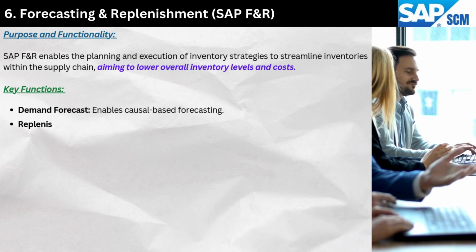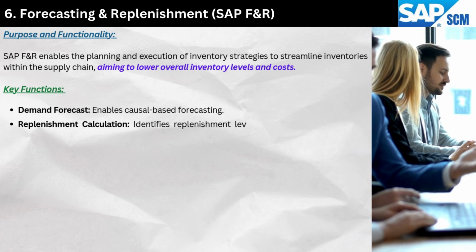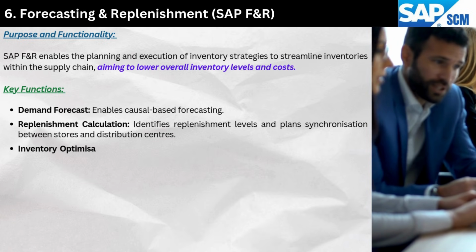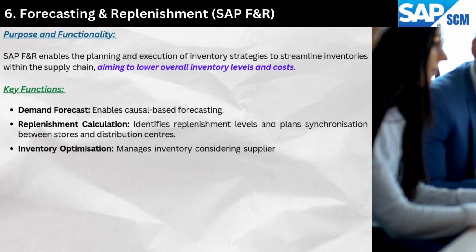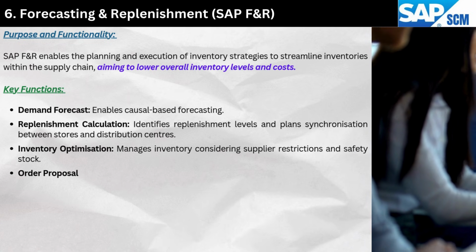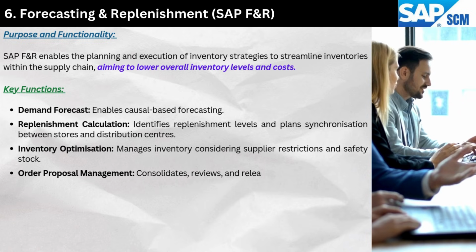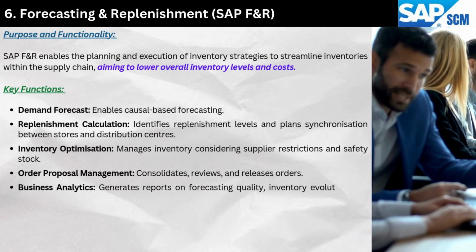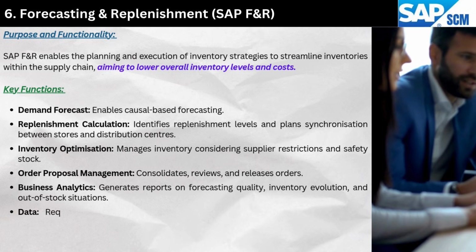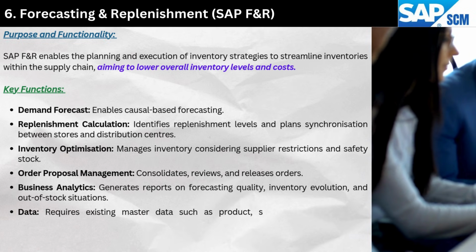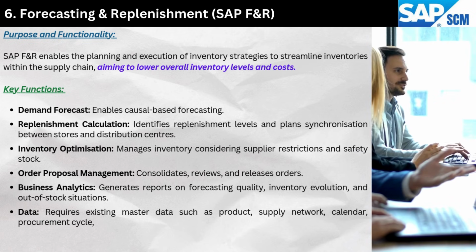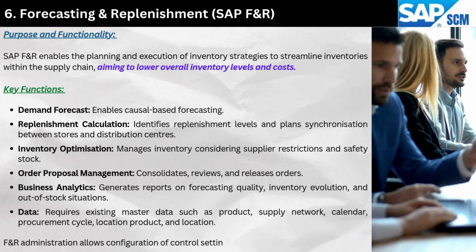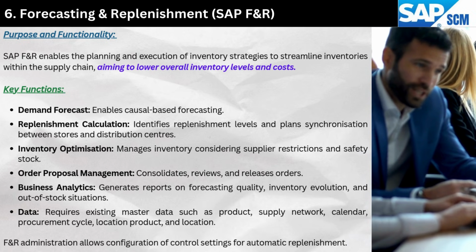Key functions. Demand forecast enables causal-based forecasting. Replenishment calculation identifies replenishment levels and plans synchronization between stores and distribution centers. Inventory optimization manages inventory considering supplier restrictions and safety stock. Order proposal management consolidates, reviews, and releases orders. Business analytics generates reports on forecasting quality, inventory evolution, and out-of-stock situations. Data requires existing master data such as product, supply network, calendar, procurement cycle, location product, and location. FNR administration allows configuration of control settings for automatic replenishment.